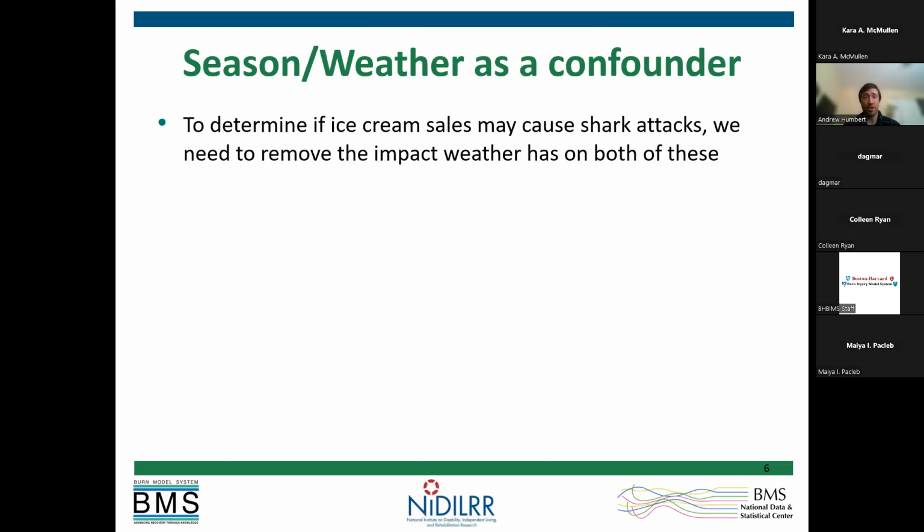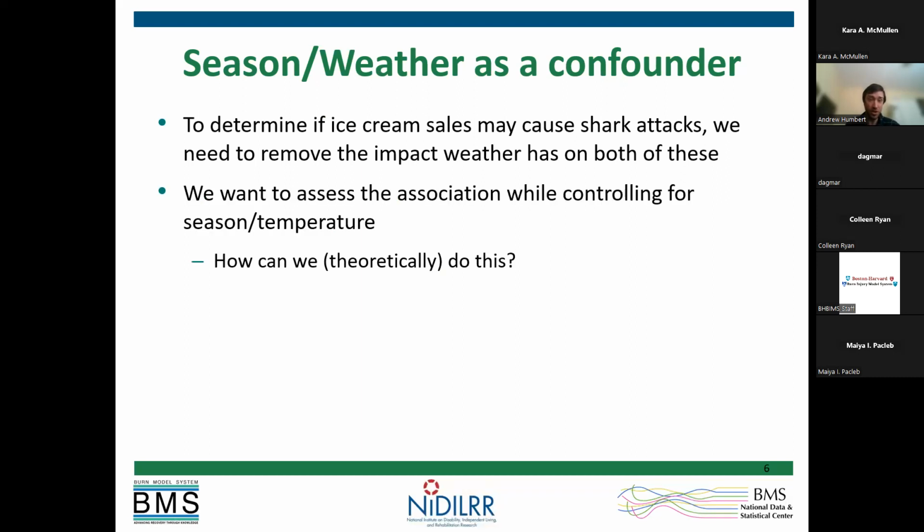So the next natural question is, if we were really interested in determining whether ice cream sales do cause shark attacks, we need some way to account for the fact that weather and season are impacting both of these. How can we eliminate the effect of weather or seasonality to conclude whether ice cream sales are causally related to shark attacks? Weather is probably some component, but is there a component left where ice cream sales really are causing those shark attacks? So we want to assess the association while controlling for seasonal temperature.